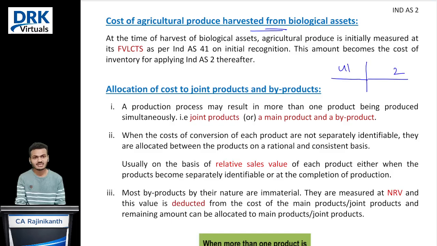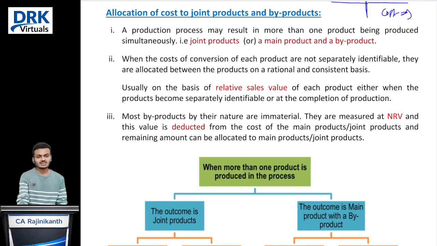Correct? As per Ind AS 41, we measure the harvested agricultural produce at fair value less cost to sell. Once the harvest is completed, it becomes inventory, and that should be accounted as per Ind AS 2. At what amount, sir? Fair value less cost to sell only. That fair value less cost to sell becomes the cost of that agricultural produce as per Ind AS 2. Clear?